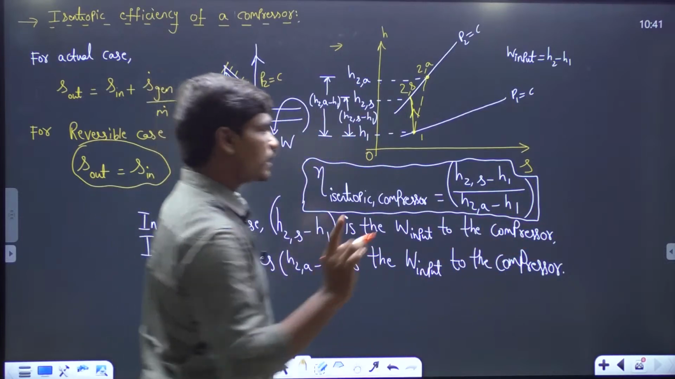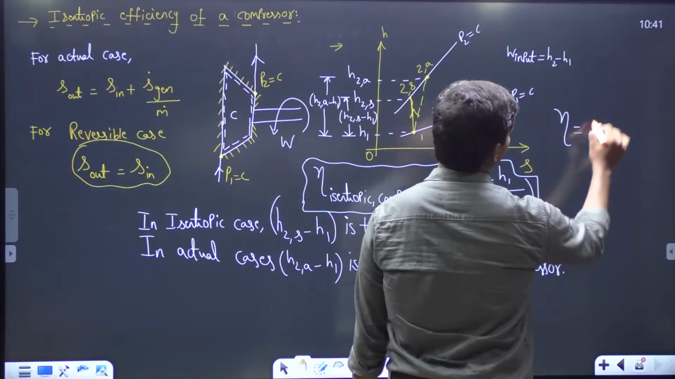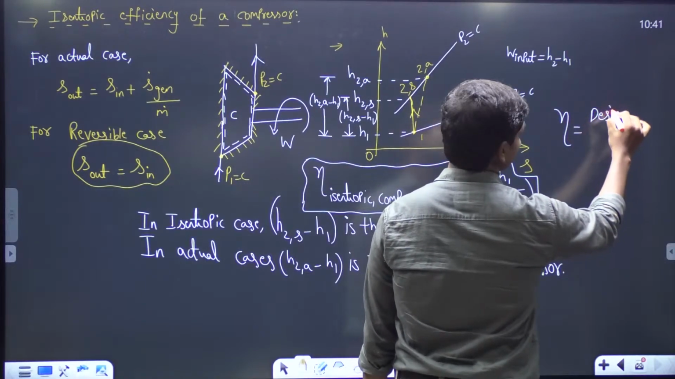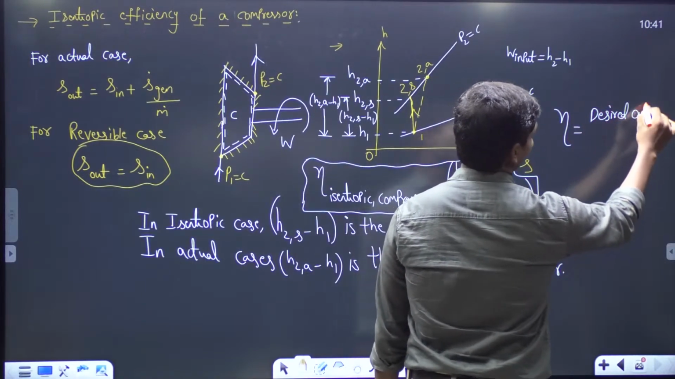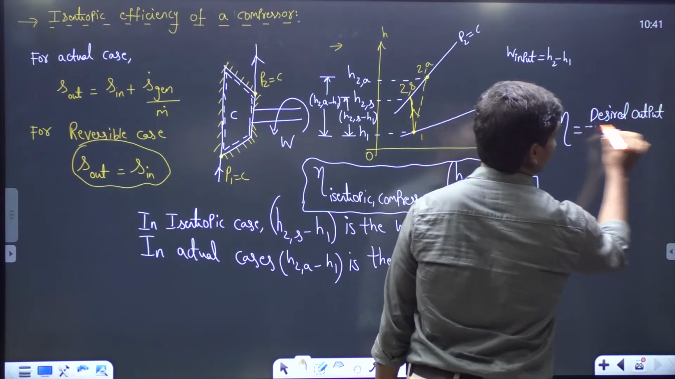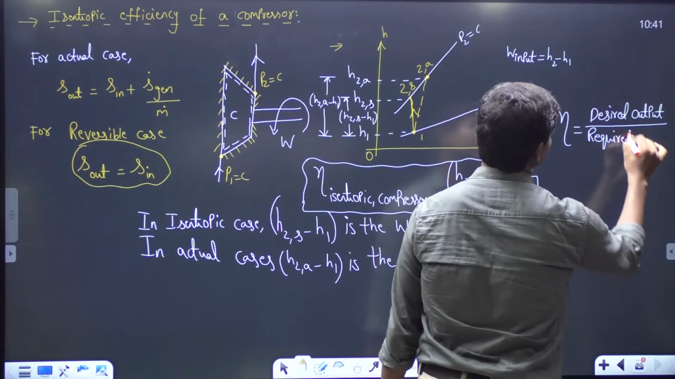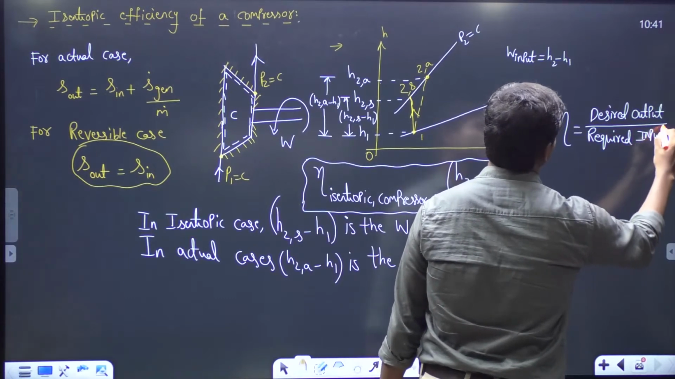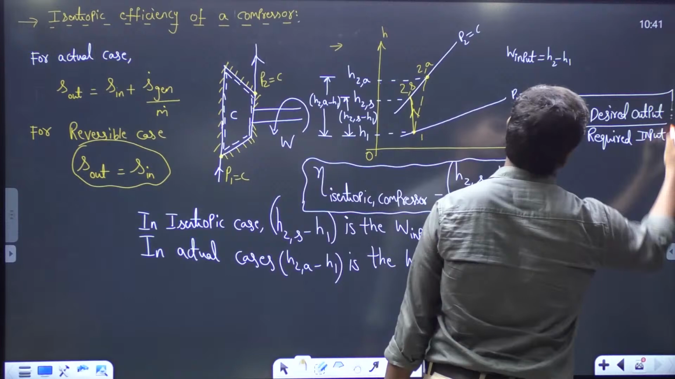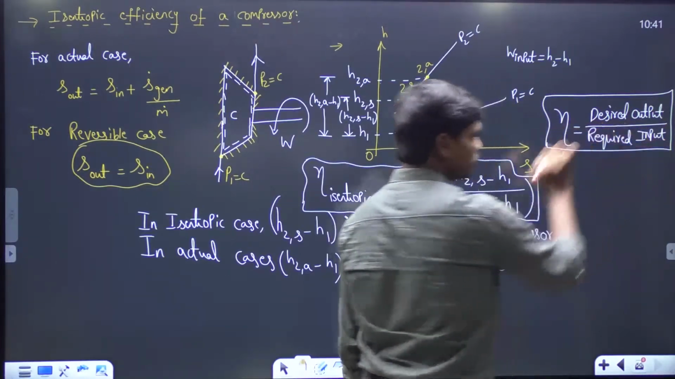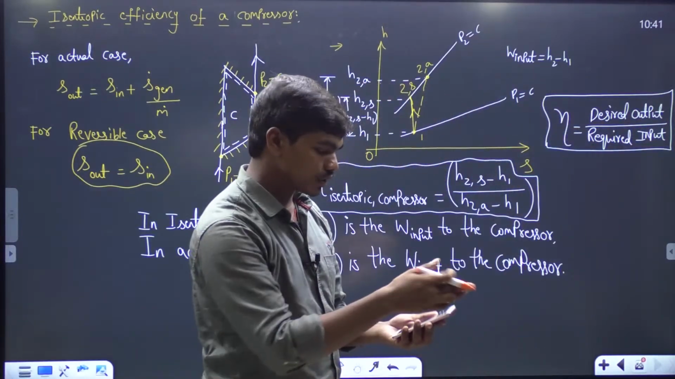If you see the definition of efficiency, I told you clearly, desired output by required input, correct? This is the common definition I gave you. Means to get this desired output, what is the required input that you need to supply? Any comments? Because this is not working.